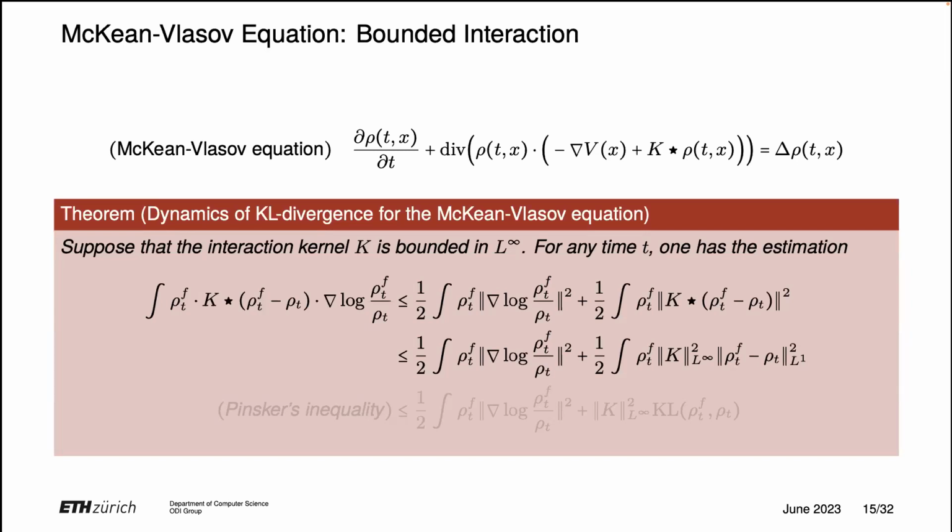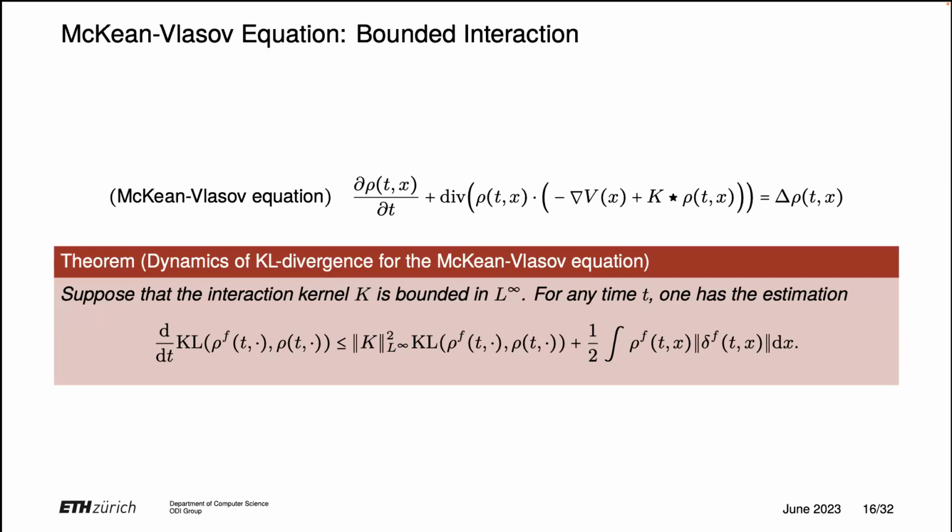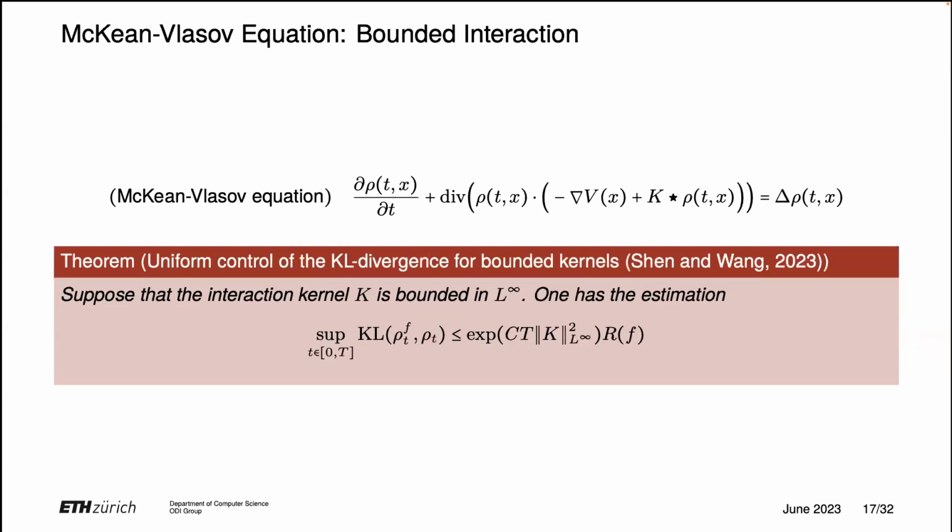So we can pull out the L infinity norm of K. Then we end up with the L1 norm of rho tf minus rho t. Then using Pinsker's inequality, we obtain a KL-type bound of the last quantity. So we arrive at this estimation. This estimation is good in the sense that we can use the Gronwall inequality to transform it into the type of control that we want. So basically, we have this type of estimation, which fits the purpose of error estimation of this paper.